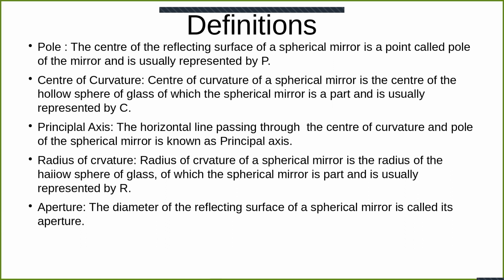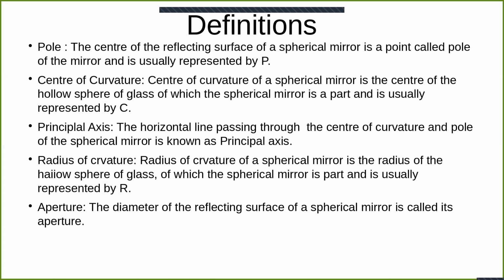Next, fourth point, radius of curvature. The radius of curvature of a spherical mirror is the radius of the hollow sphere of glass of which the spherical mirror is part, and it is usually represented by R. We already know the radius of a circle. Same thing: when we consider the mirror as a sphere, the radius of that sphere is called the radius of curvature.